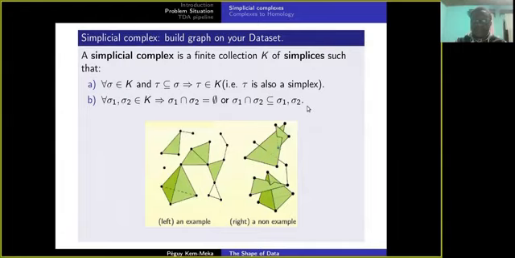Now let's define the notion of simplicial complex. A simplicial complex is just a finite collection of simplices satisfying A and B. For example, on the left-hand side here, I have a valid simplicial complex. On the contrary, on the right-hand side, I have an invalid simplicial complex, because you can see here that the intersection of these two simplices is no longer a simplex in both.